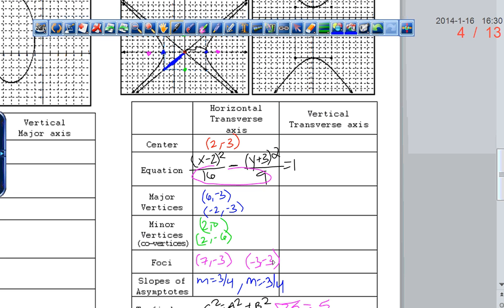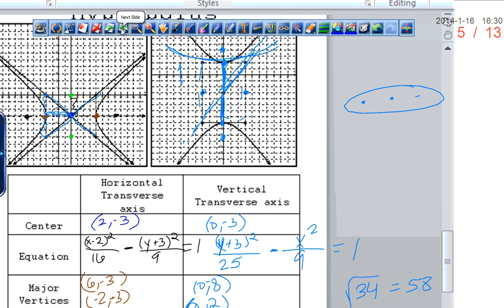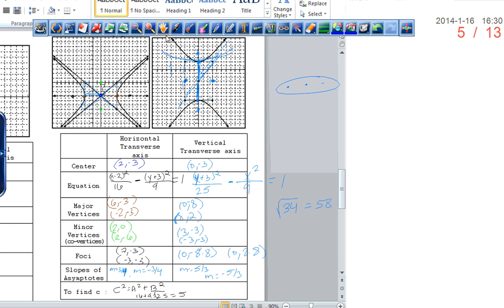Go ahead and pause it, and I want you to do the vertical one, and then I'm going to show you the answer. Okay, here's your chance to pause it. Here's the answer. It's a very ugly picture, but there are the answers. Let's see if I can get you the answers real close there.